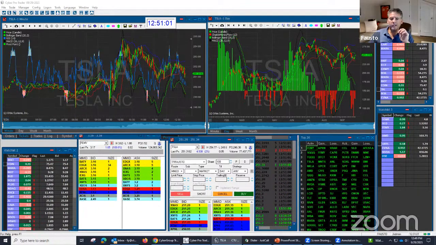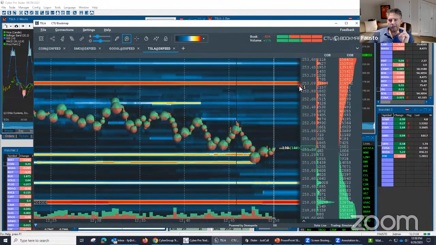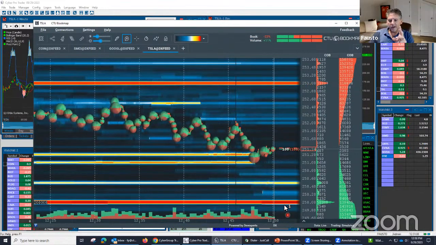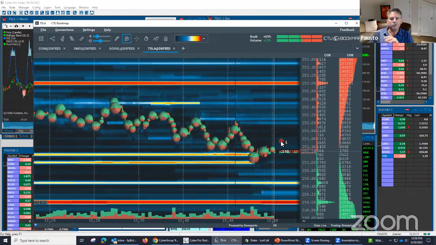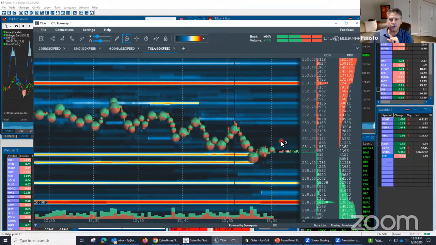Right here, our game plan is there's a 33,000 share seller at 253, and there's a 50,000 share buyer at 250. Right now, we're at 251. So if you want to have a game plan, where you should get in and where you get out, those are the two numbers.